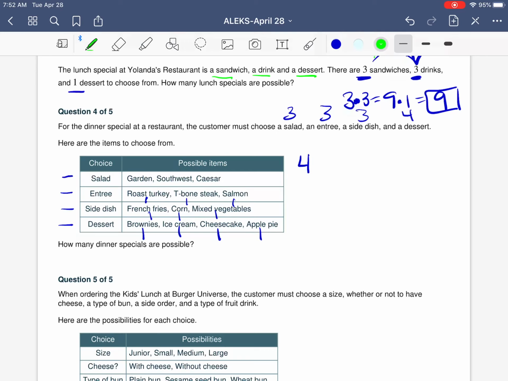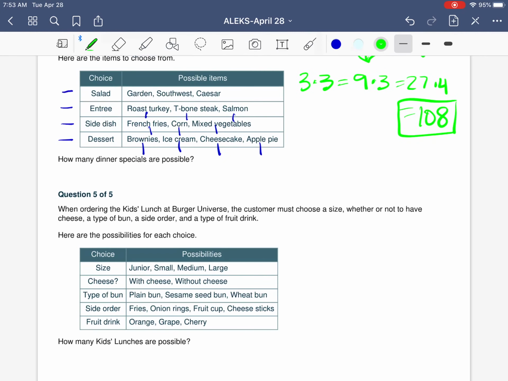Okay, so now, in fact, let me just bring these down here. So now I'm going to bring down these numbers. So 3 times 3, which is 9. Then I'm going to bring down the other 3. So 9 times 3, which is 27. And then I'm going to bring down this 4 for the dessert. So 27 times 4, which is 108. So there would be 108 combinations in that one.